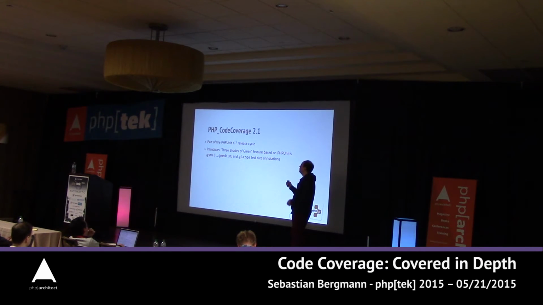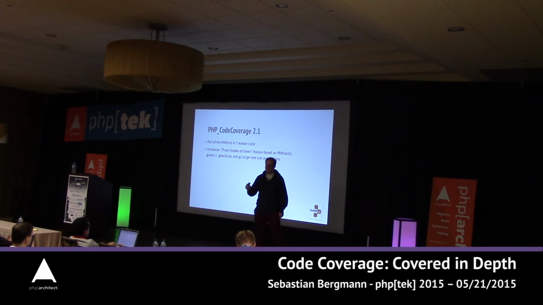So PHP Code Coverage 2.1, small feature release before the big feature release that's going to happen also hopefully soon, but not as soon as two or three weeks from now. It's part of the PHPUnit 4.7 release cycle. PHPUnit 4.7 will come out on the first Friday in June. If you're not familiar with PHPUnit's release model, every eight weeks there is a new feature release, and it's always on the first Friday of a month. So first Friday of June is the next one.